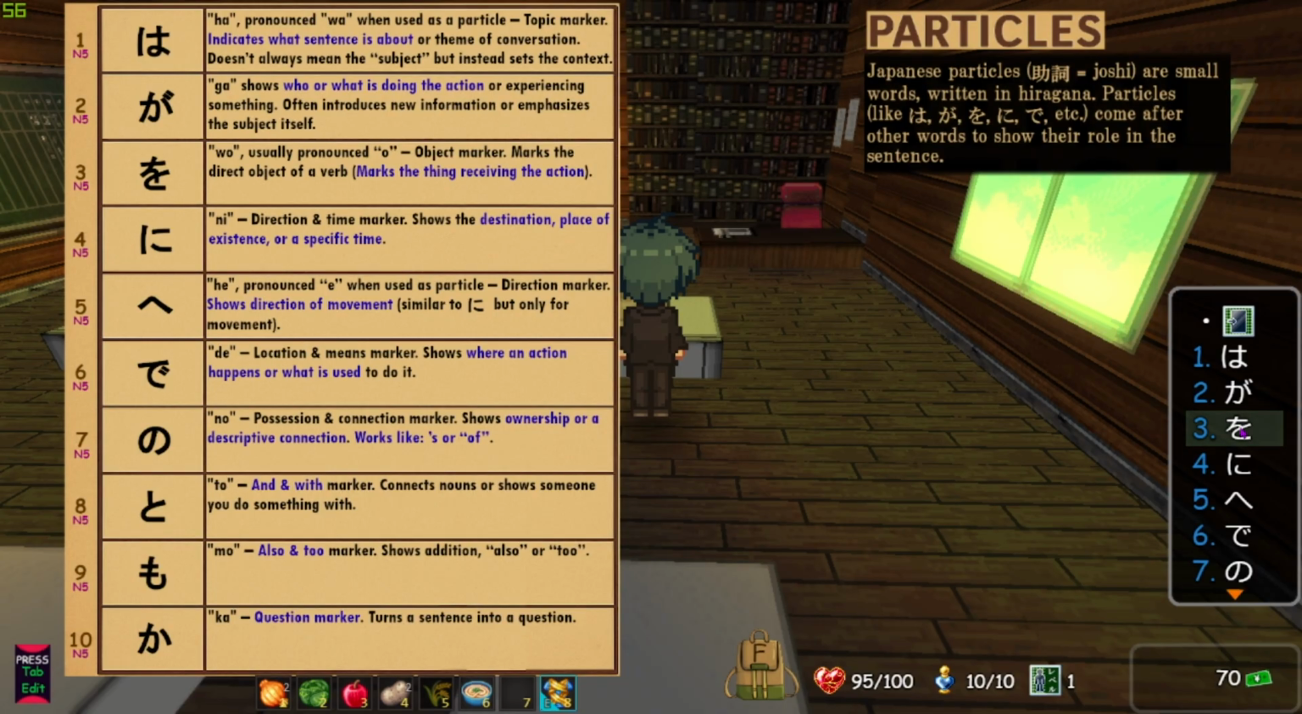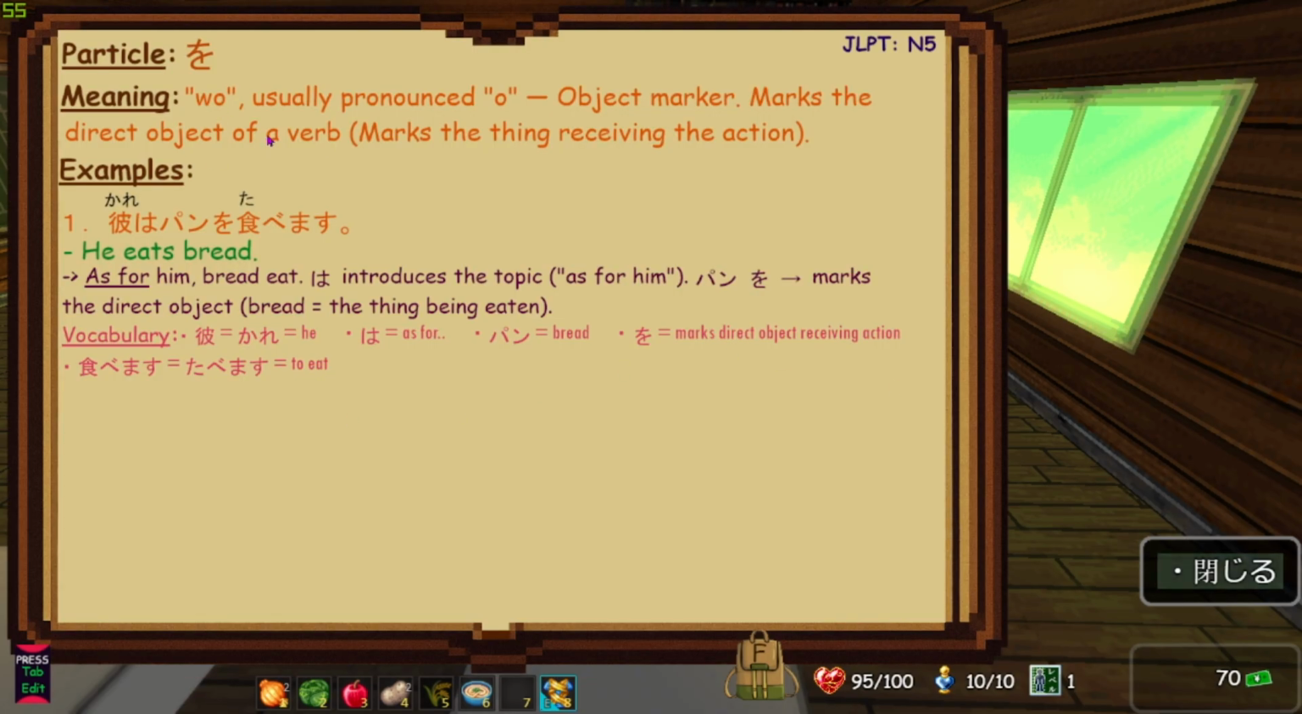We have o. O, usually pronounced o, is the object marker. It marks the direct object of a verb. It marks the thing receiving the action. So the example is kare wa pan o tabemasu. Kare wa pan o tabemasu.